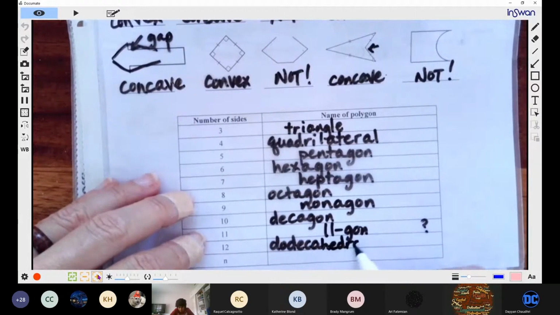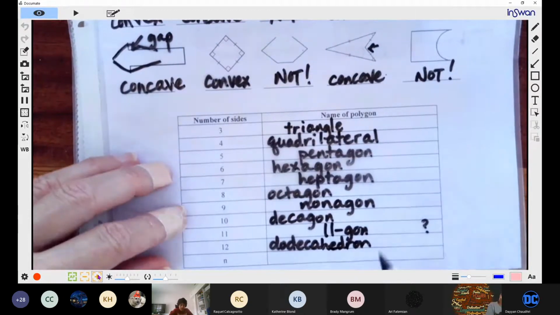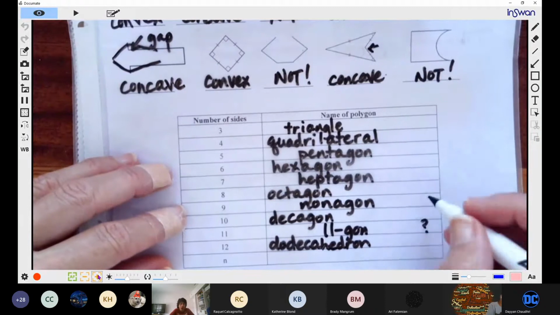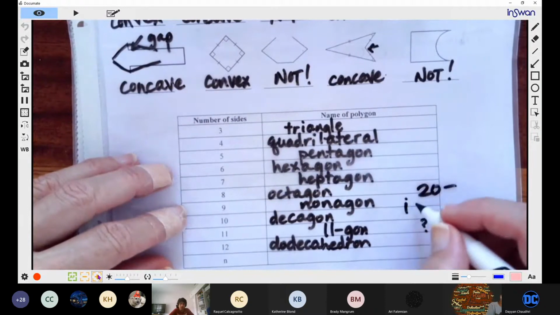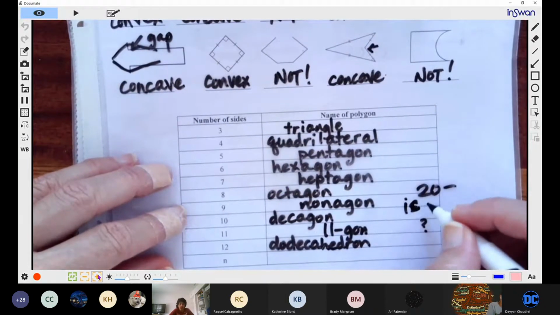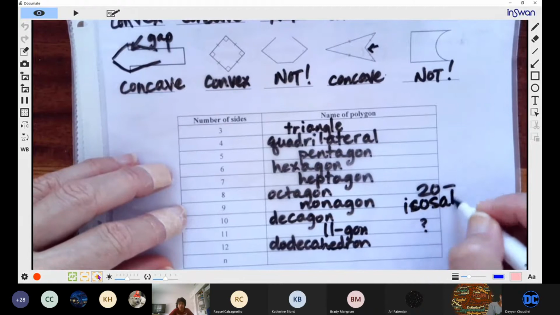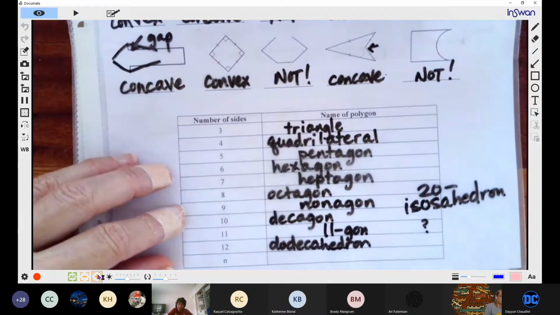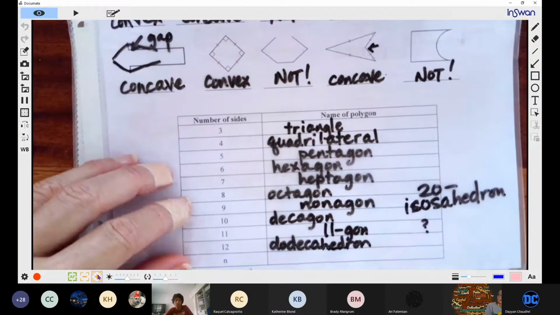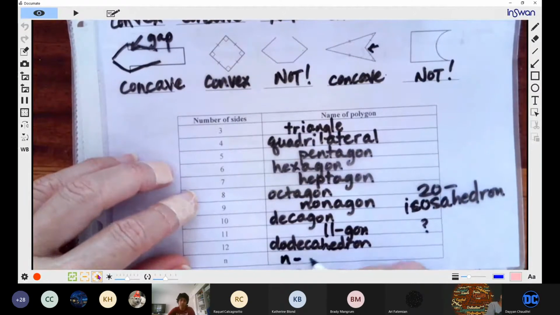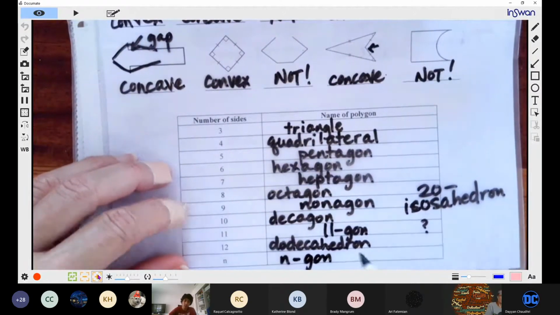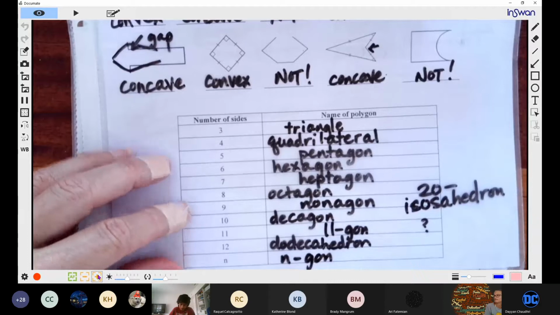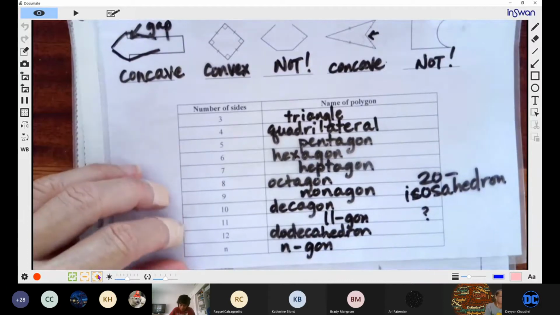Dodecahedron. I know what 20 is. 20 is icosahedron. Let's add that. Icosahedron, because that's like a soccer ball or football. Okay, and then an N obviously is an n-gon. So like 11 would be an n-gon. I don't know if there is an 11.